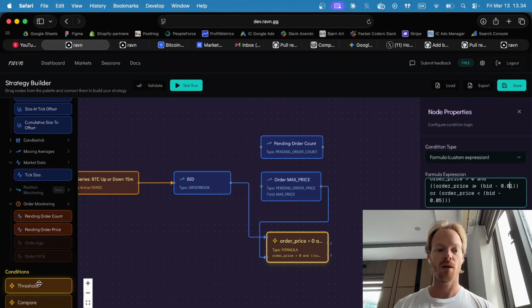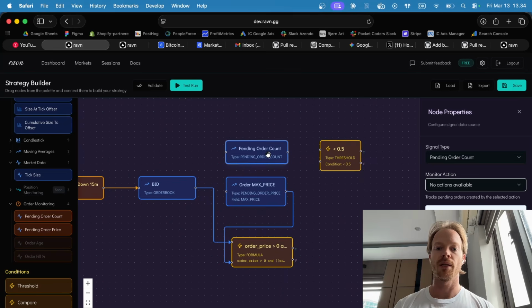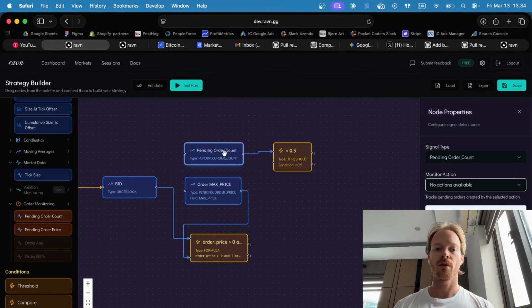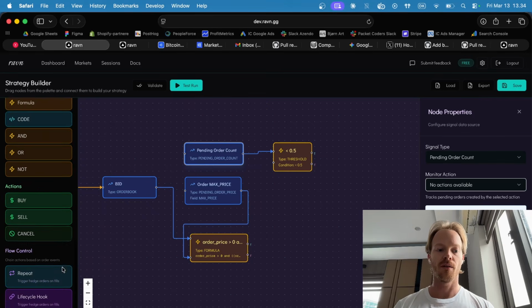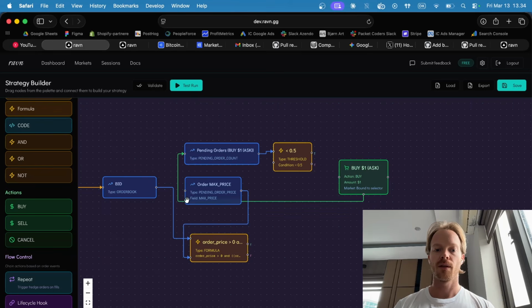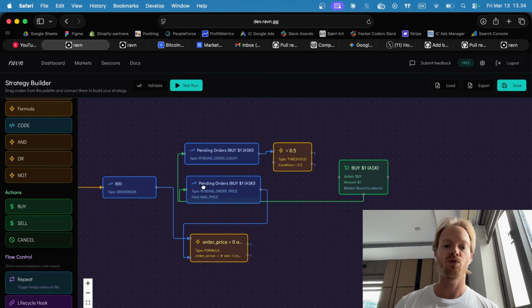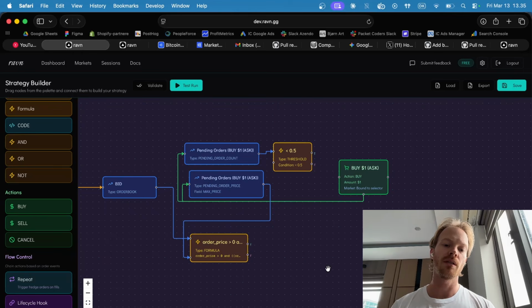And then we need a threshold condition, because we want to check the pending order count. Now the pending order count and the order max price have to be connected with the action. So if you go down here and select the buy action, these two actually have to be connected. I do understand that it's starting to get a little bit messy now, and I'm actively thinking about how to make this easier to understand. This is basically just a UI issue that we can change.